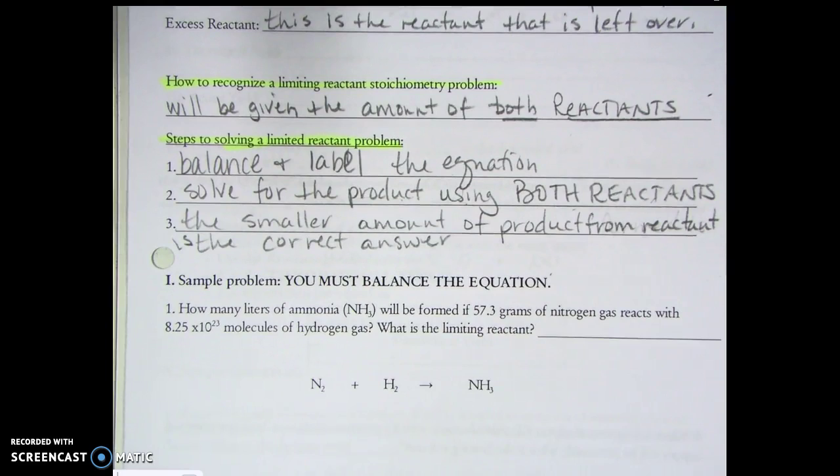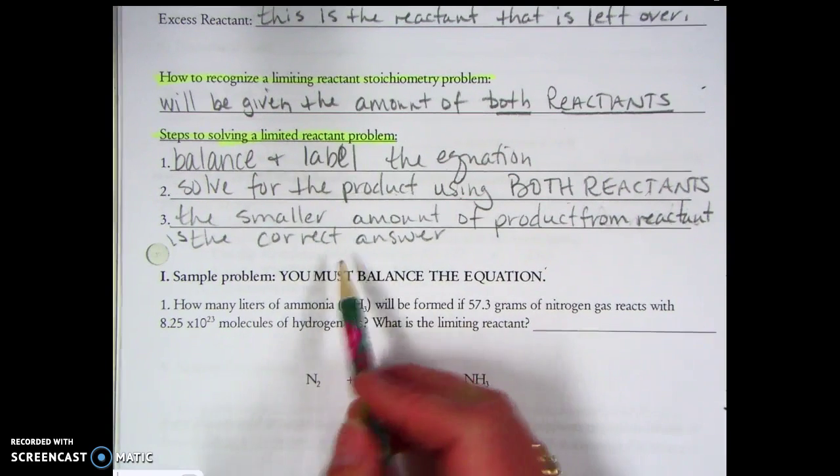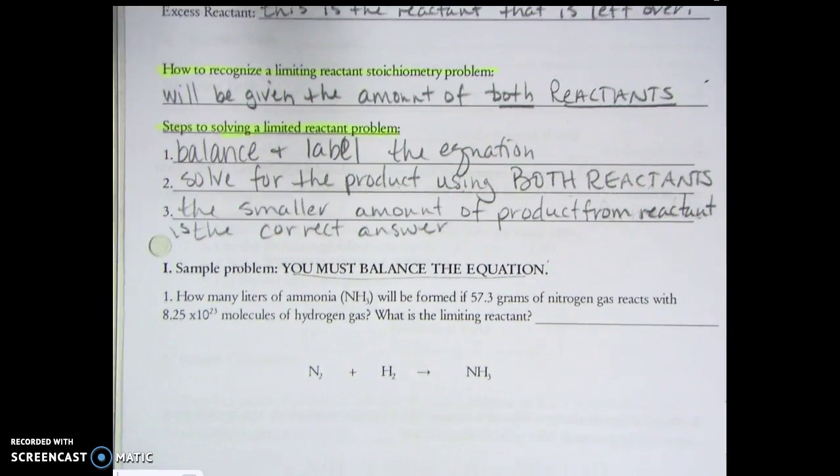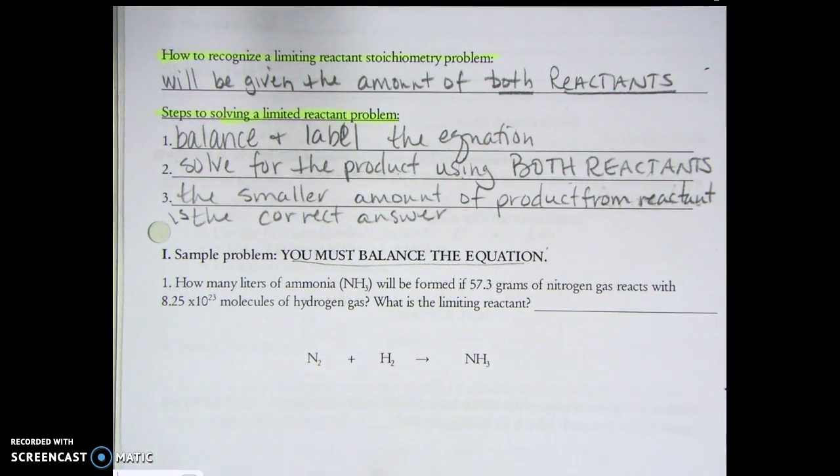Okay, so let's look at one. Yes, you must balance the equation. Ladies and gentlemen, balancing equations is not going away until February 23rd when we hit gas laws, but when we go back after gas laws, we'll go back to balancing. Remember, chemistry builds on itself.